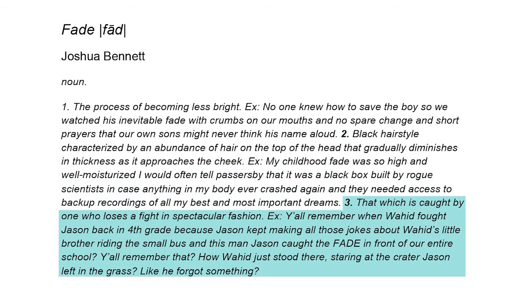3, that which is caught by one who loses a fight in a spectacular fashion. Example: y'all remember Wahid fought Jason back in 4th grade because Jason kept making all those jokes about why his little brother rode the small bus. And this man, Jason, caught the fade in front of our entire school. Y'all remember that? How while he just stood there staring at the crater Jason left in the grass like he forgot something?